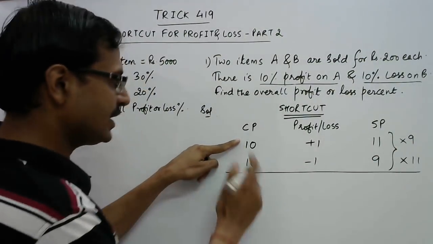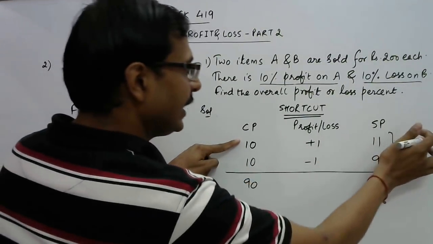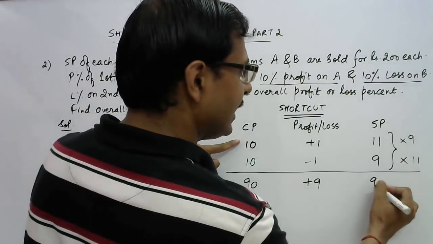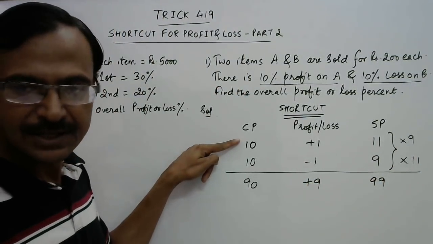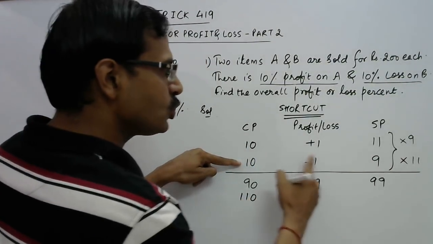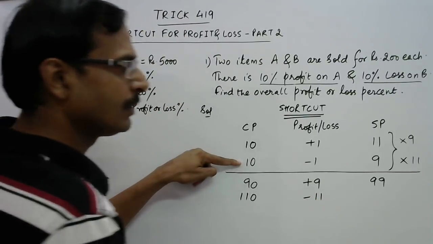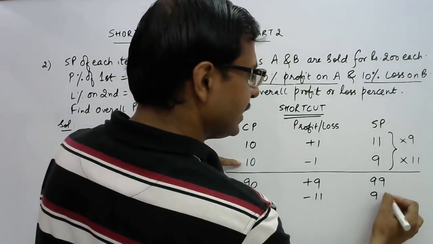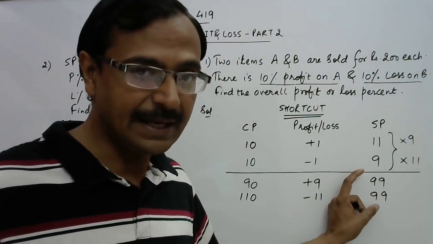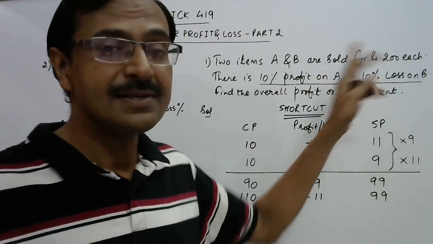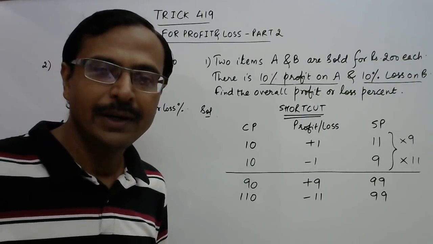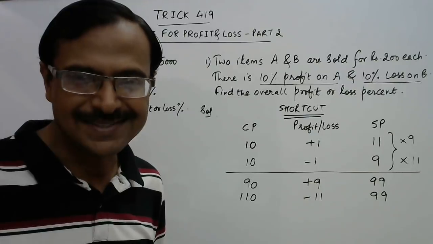So 9 into 10 is 90, 9 into plus 1 is plus 9, and 9 into 11 is 99. Similarly, the second row, 11 into 10 is 110, 11 into minus 1 is minus 11, and 11 into 9 is 99. So here we have equalized the selling prices because the selling price is same in both the cases. I hope you're getting my point. And now in the next step you will have your answer.